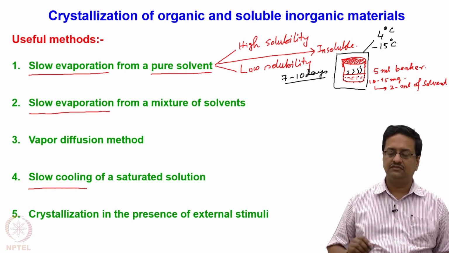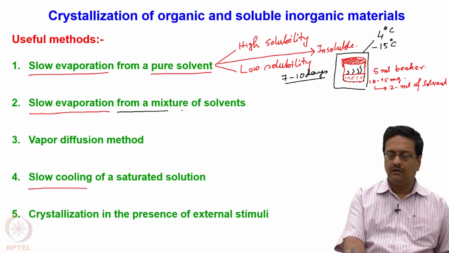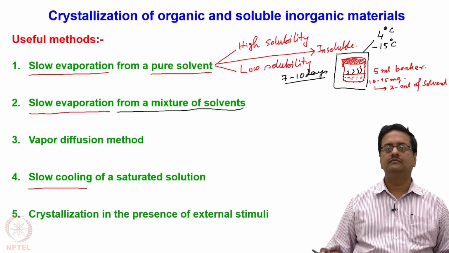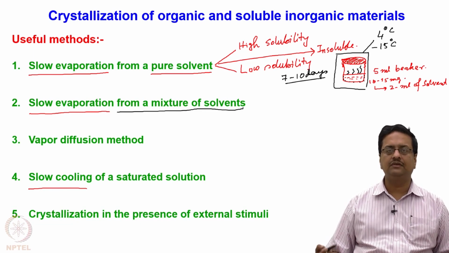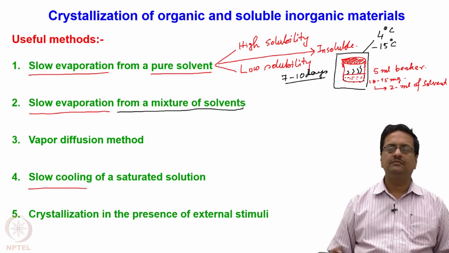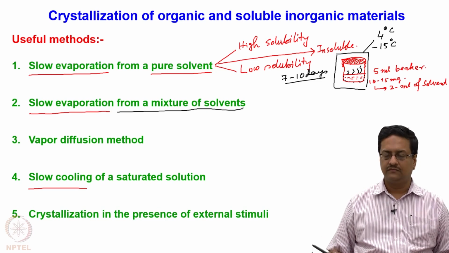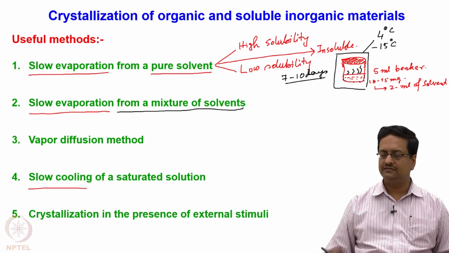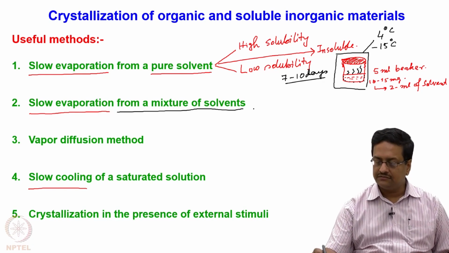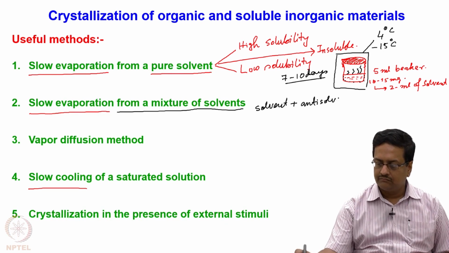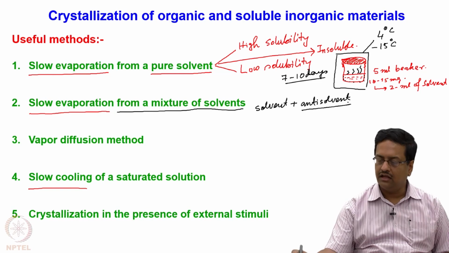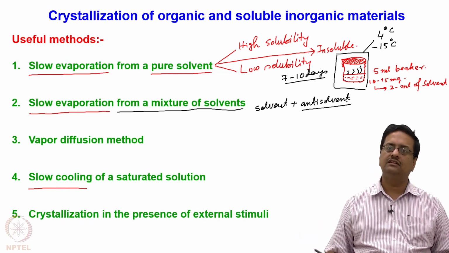But there may be situations of difficulty. It may so happen that from a particular solvent we may not end up getting a single crystal, but we may end up getting a polycrystalline powder being deposited from the solution. So in that case, what we need to do is use a mixture of solvents, generally a mixture of solvent plus anti-solvent, meaning a liquid in which your compound does not dissolve.